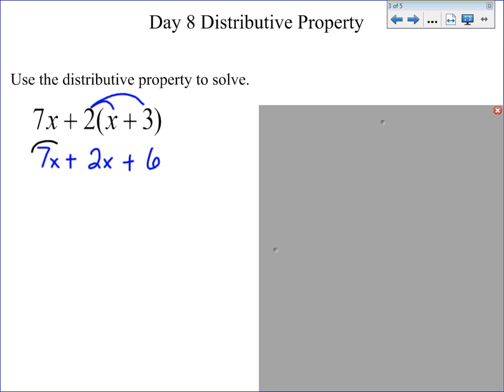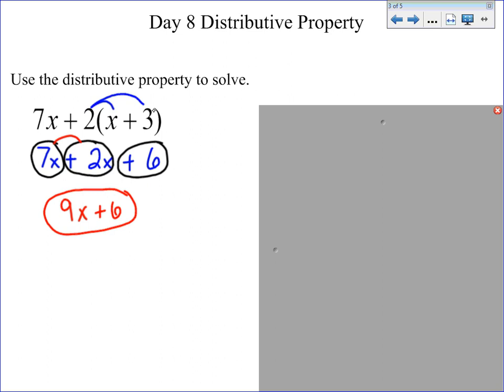Now we should be able to do our circling of each term. We always want to bring the sign out in front. And after we circle it, we're going to be adding. What can we combine? We can combine these two because they're similar terms. 7 plus 2 gives us 9x. Since there's nothing that matches with 6, we bring it straight down. And so that original expression simplifies down to 9x plus 6.